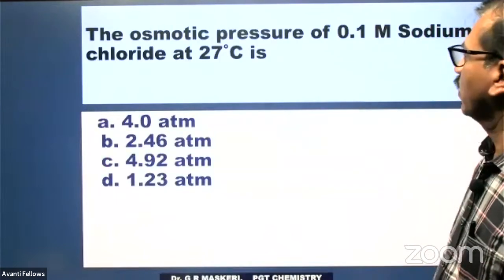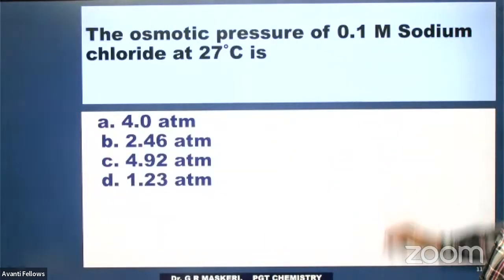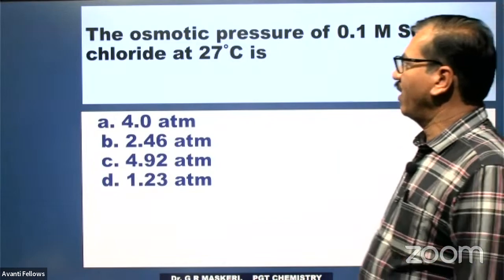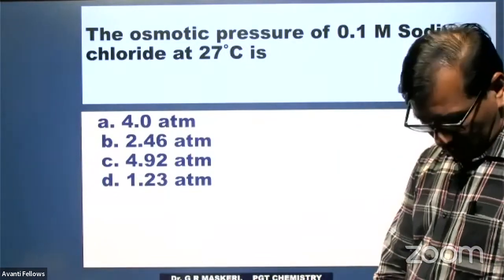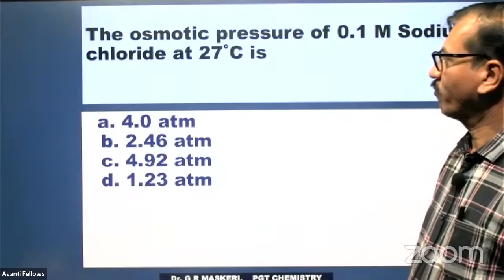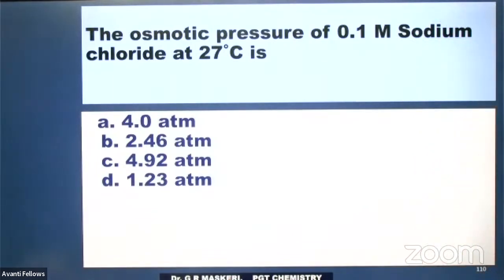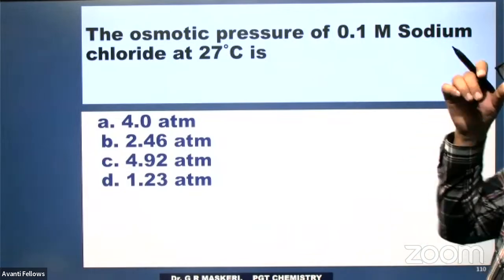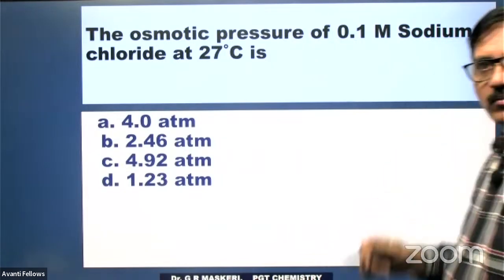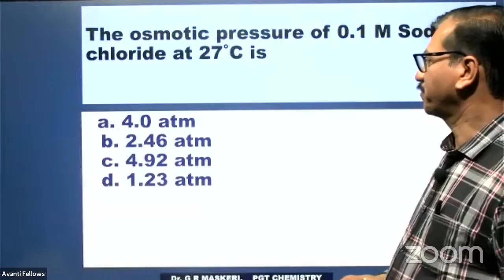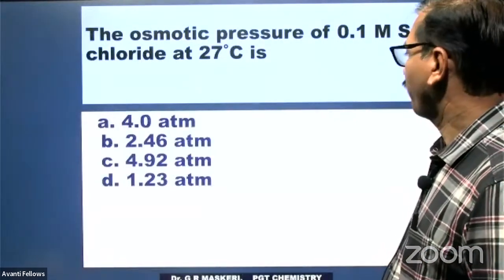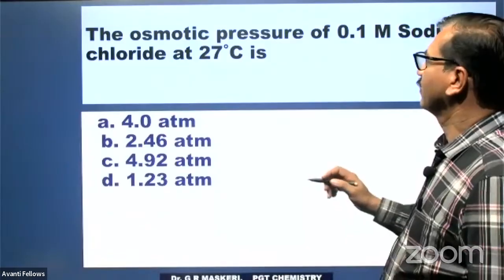Okay, fine. Osmotic pressure of 0.1 m sodium chloride at 27 degrees Celsius is... Come on, do the calculation if it is easy. Option B, sir. Option D, sir. Yeah, option B.